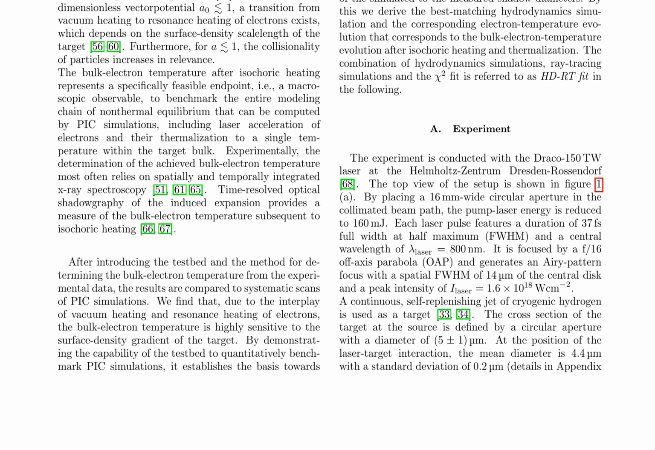The testbed platform consists of a laser system, a target system, and an optical diagnostic system. The experiment is conducted with the Draco 150 TW laser at the Helmholtz-Zentrum Dresden-Rossendorf. The target is a continuous, self-replenishing jet of cryogenic hydrogen. The optical diagnostic system uses time-resolved optical shadowgraphy to visualize the expanding plasma density. Hydrodynamics and ray tracing simulations are used to determine the bulk electron temperature evolution. A chi-2 fit of the simulated to the measured shadow diameters is used to derive the best matching hydrodynamics simulation and the corresponding electron temperature evolution.